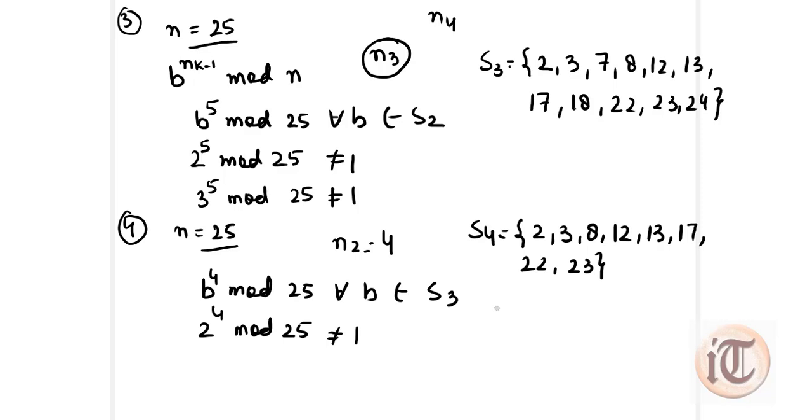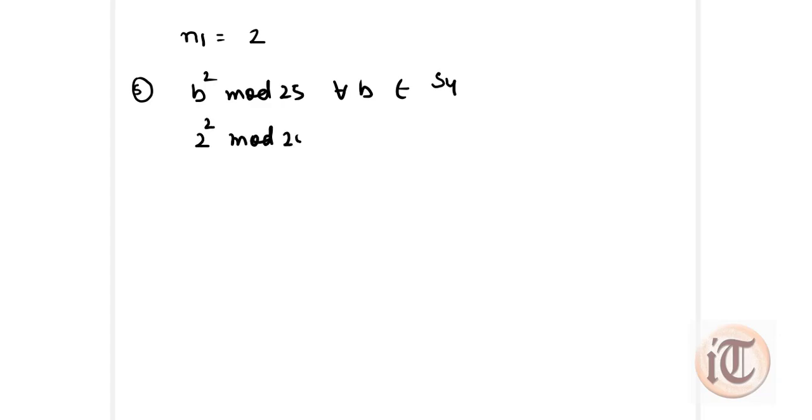Now for the last value, n1. What is n1 here? n1 is 2. So in the next step, step number 5, we calculate b to the power 2 mod 25 for all b which belongs to set S4. The first element is 2. So 2 to the power 2 mod 25 is again not equal to 1. So we will create a new set S5. Elements of S5 are 2, 3, 8, 12, 13, 17, 22 and 23.